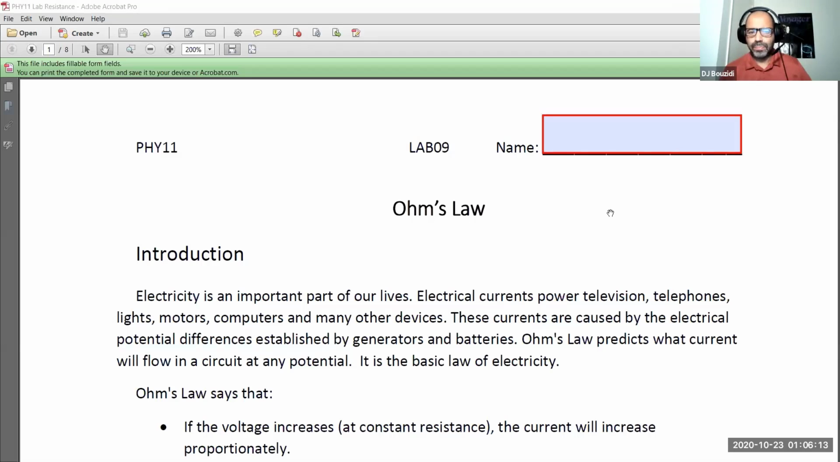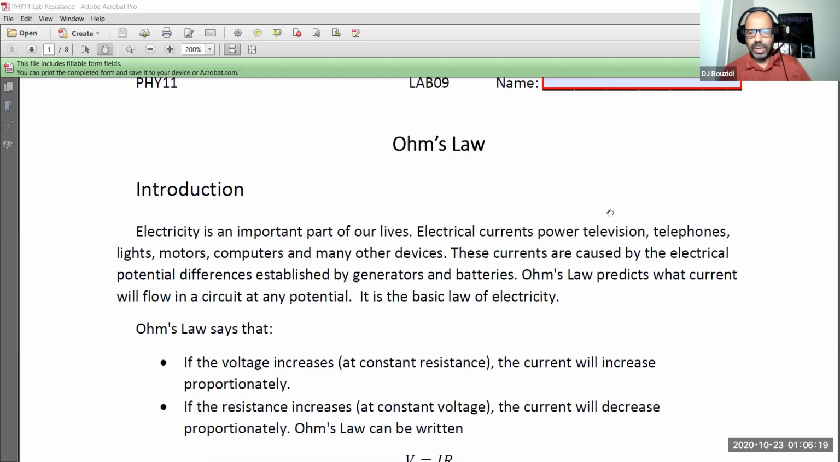So this is Ohm's law. This is lab 9. Basically, this deals with electricity, electrical currents. We have two kinds of material: materials that conduct electricity well, and materials that don't conduct electricity well. The ones that do conduct electricity well are, for example, gold, silver, copper, iron, and some other metals, like aluminum and things like that.